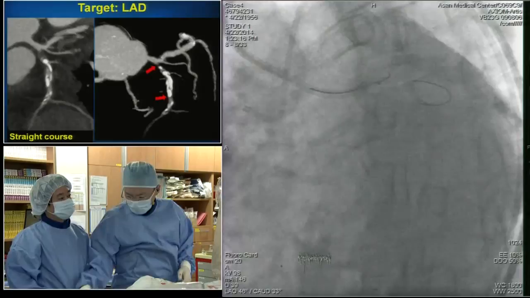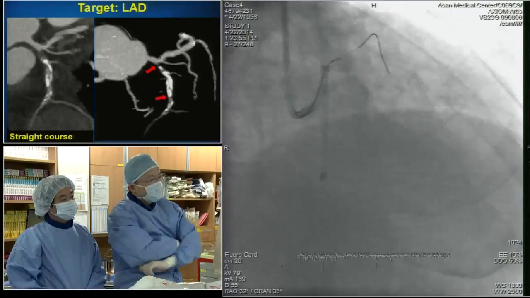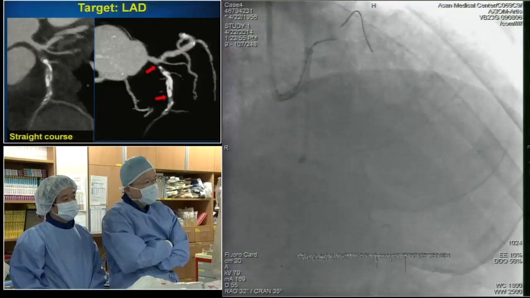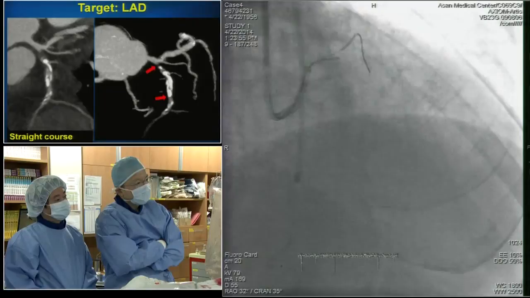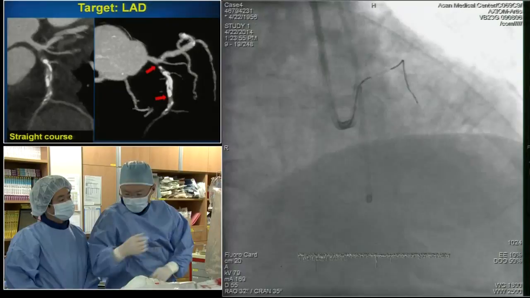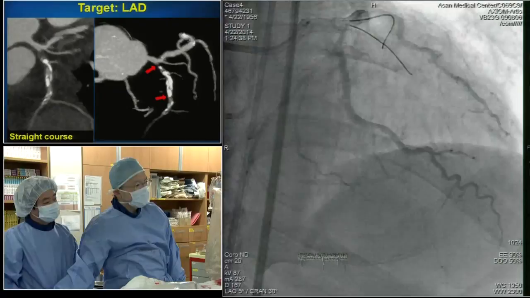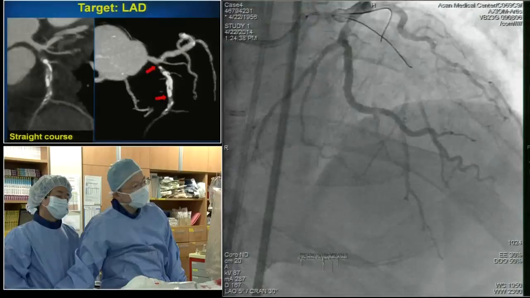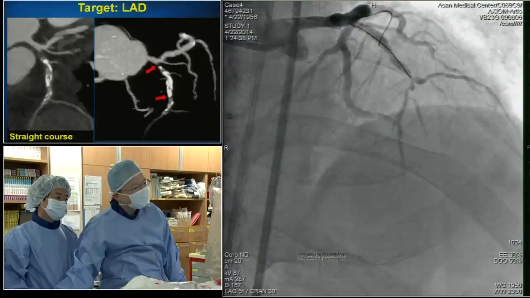And the Xion wire, of course, easily passed the proximal region, 75 or 90% region. But this is very eccentric and fragile, so gentle manipulation was mandatory. But as you can see, something was there. And I noticed a very difficult bifurcation. Of course, if I iatrogenically occlude this portion, I can use a retrograde approach from distal PDA. But I don't want to do that.